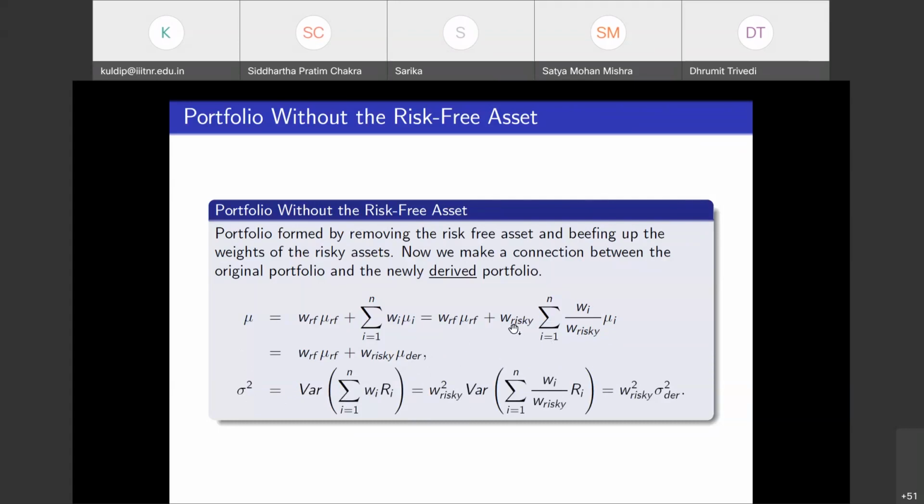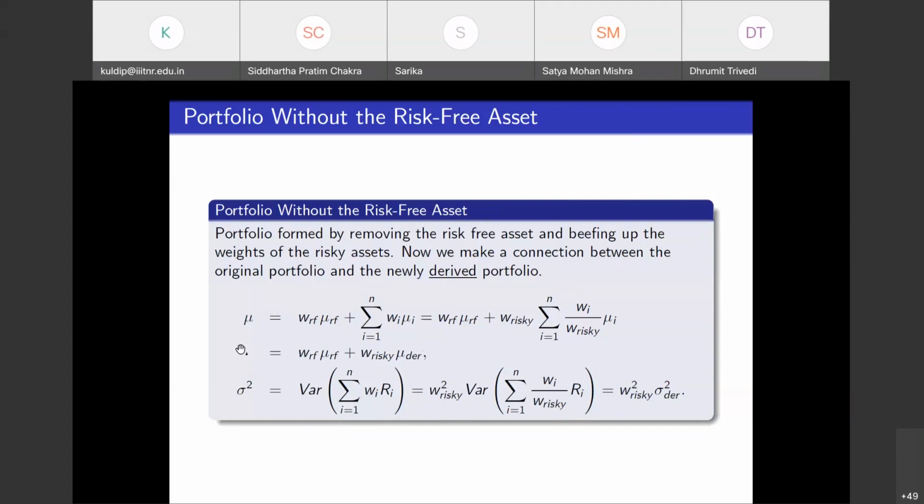So I can do the same exercise here by multiplying and dividing by W risky. I divide by W risky, multiply by W risky, and take it outside. So I get W risky squared into the variance of this summation. So this becomes W risky into sigma squared dir. That means I get a relation connecting the mu sigma of the portfolio with the risk-free asset with the corresponding mu and sigma of the derived portfolio, which only comprises the risky assets.